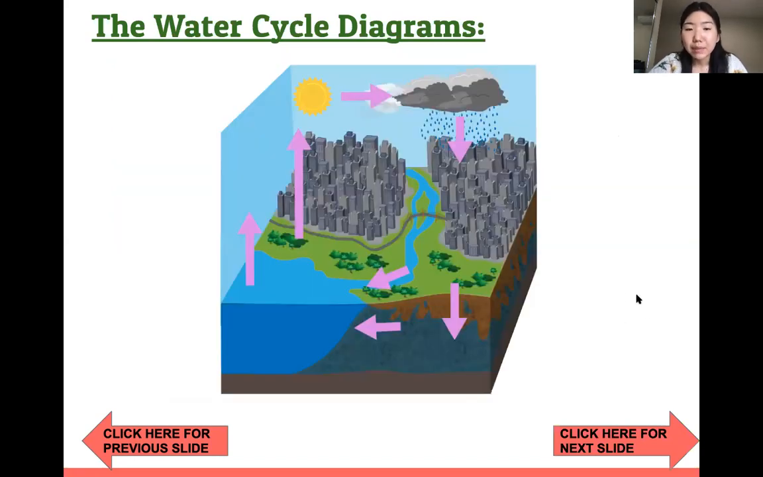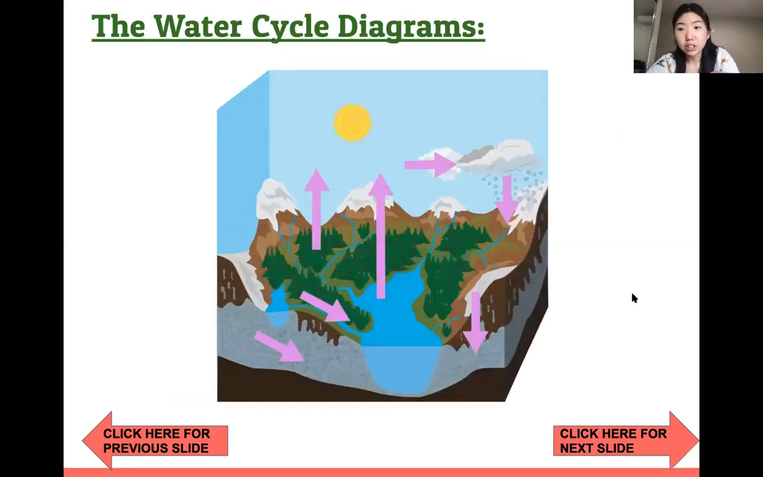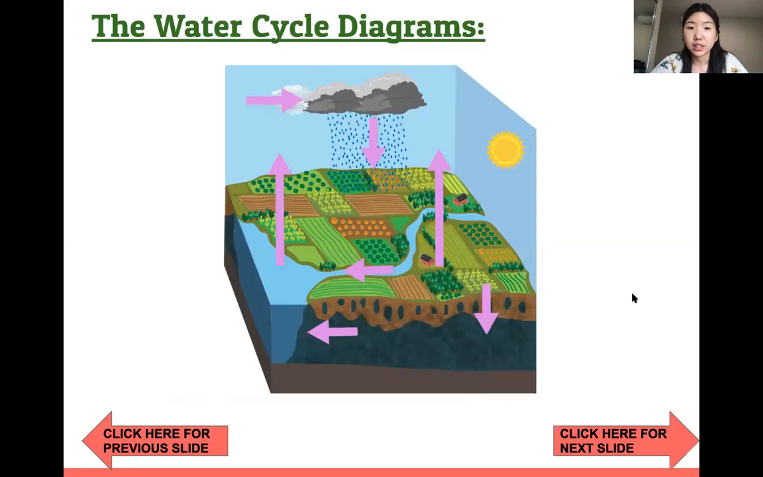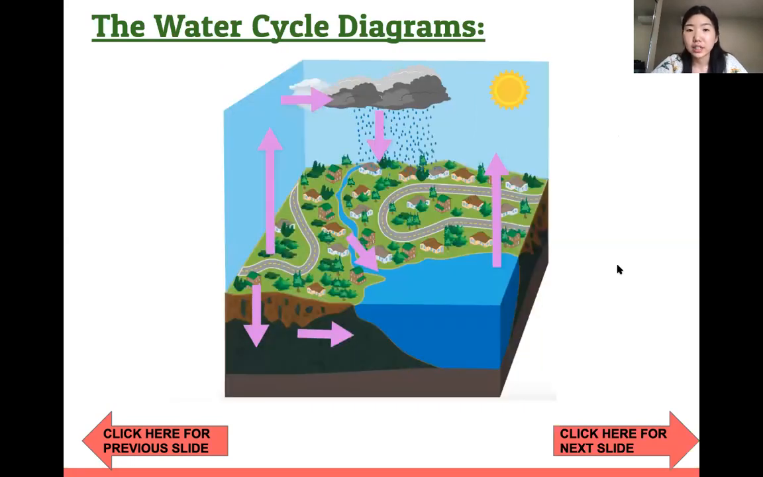So here are some of the diagrams that you might see. You can look at these and practice on your own before you take your exit ticket. Okay, so these are the diagrams that you might see on today's exit ticket. It's all showing that the water is cycling through the Earth.